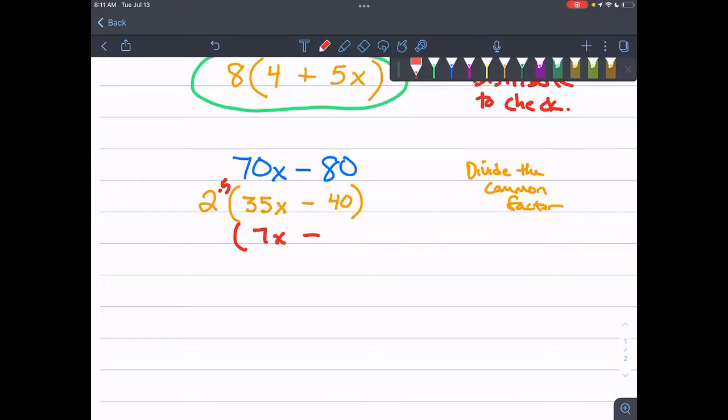Dividing the 40 by 5, that becomes 8. Not the way that I would recommend it. Take out the largest thing first, which was 10. 70 divided by 10 is just 7. We didn't take any x's out. And then 80 divided by 10.